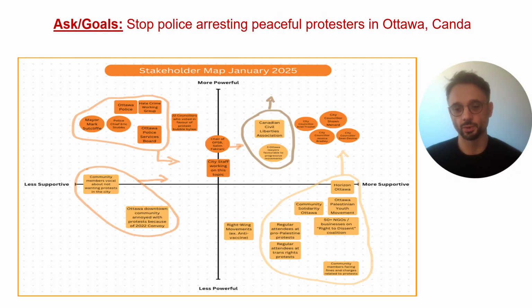An alternative way to represent change in a stakeholder map, or the kinds of changes that an influencing strategy might want to bring about, is to use two stakeholder maps. In this hypothetical campaign, the activists want to stop or prevent police from arresting peaceful protesters in Ottawa, Canada. You can see that they've mapped their stakeholders and their positions on a map as to whether they agree with this SMART ask or goal in January 2025.